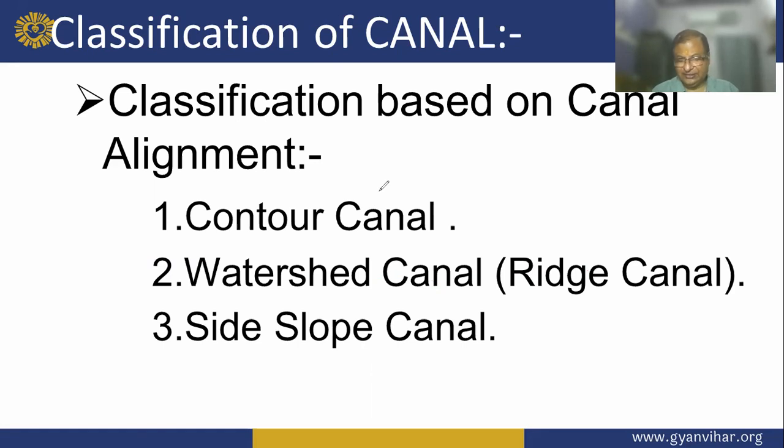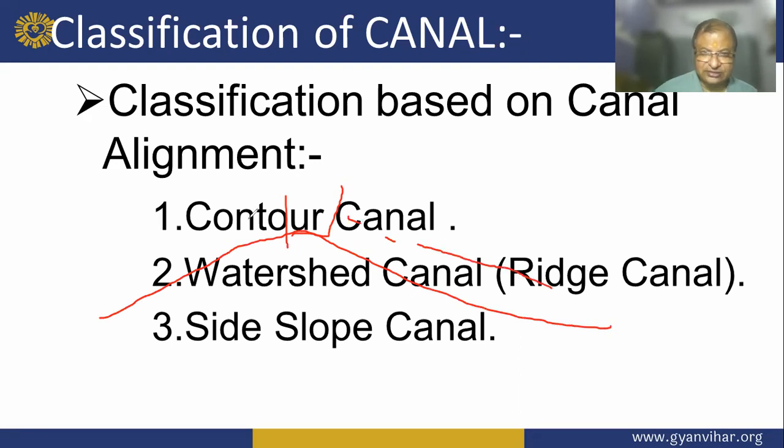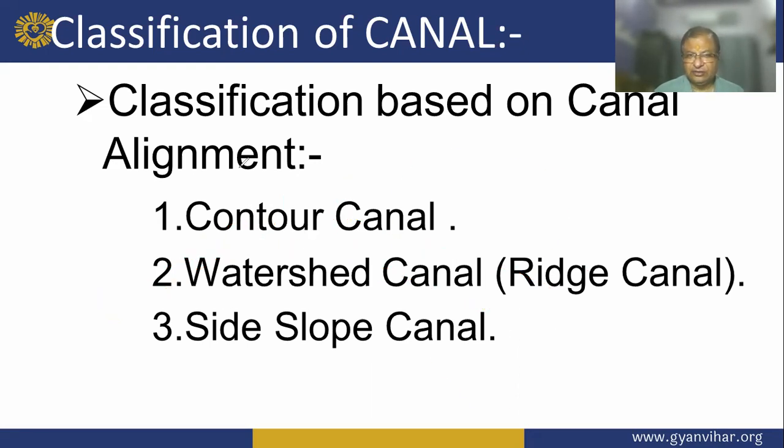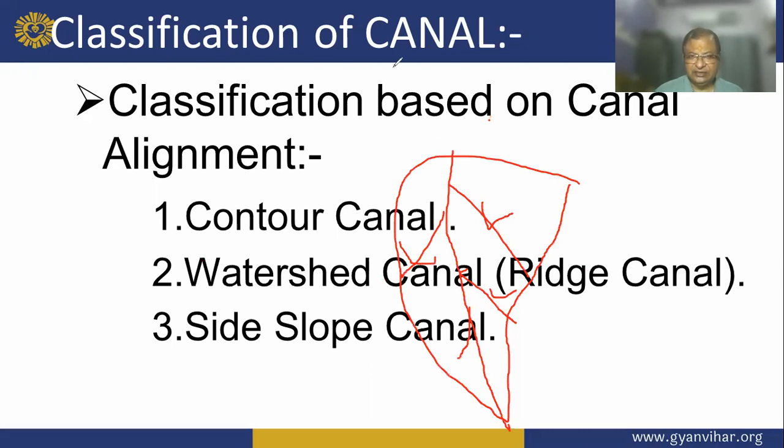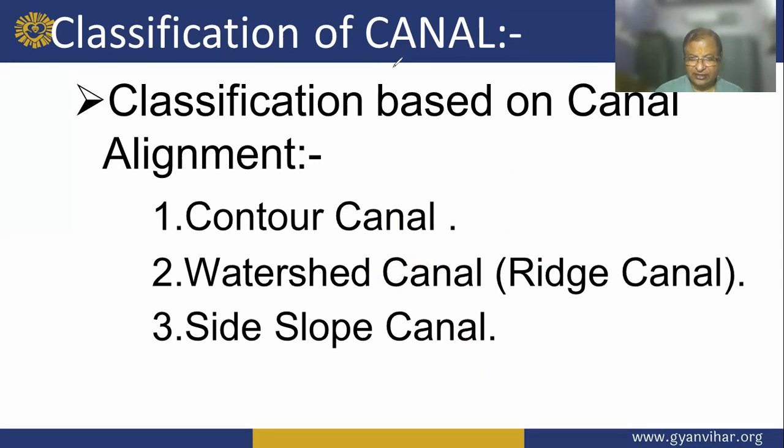Now watershed canal, if your canal is running between the top of a ridge. Suppose the canal you have constructed like this, then water will flow like this and like this. So this is called watershed contour canal.